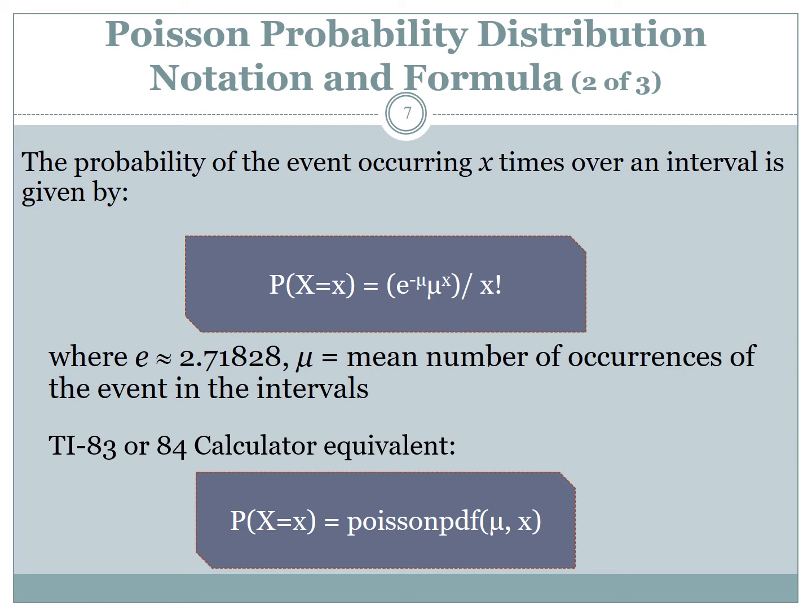So if you use that function, like in any other function, you have to give it arguments or input values. And the input values for the Poisson PDF function are mu, the mean, and x, because you're trying to find the probability of the event occurring x number of times. So you will have to give it that value as well.